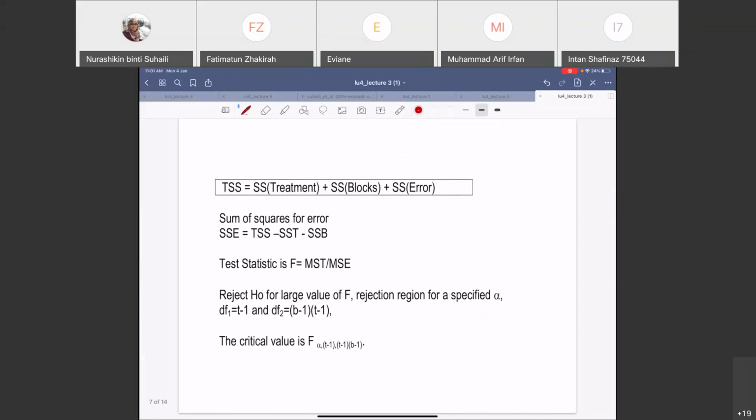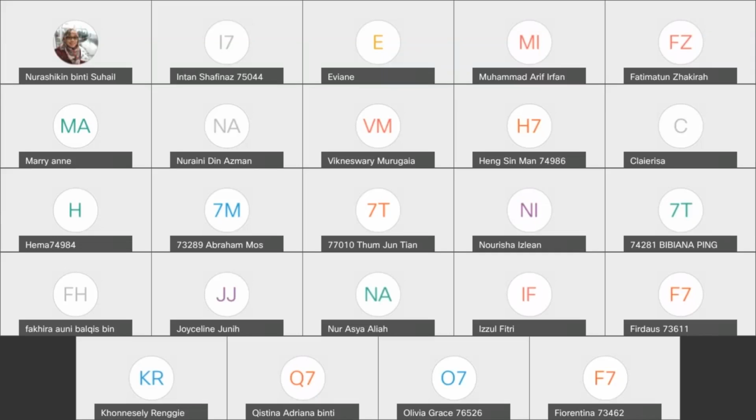So, any questions, guys? Doctor? Yes? I have not scanned the QR code. Oh, okay. So, sorry, let me.